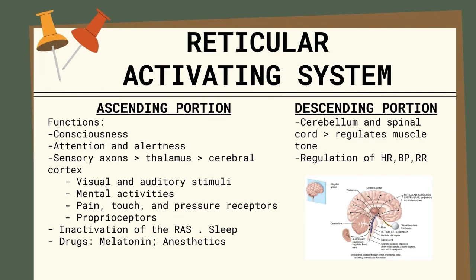If the ascending portion of your RAS mainly functions for consciousness, the descending portion mainly functions for autonomic as well as motor activity. There are connections to the cerebellum and spinal cord that will help you regulate muscle tone, and this will assist in the regulation of your heart rate, blood pressure, and respiratory rate. So again, you have the mnemonic, na pula. Your pneumotaxic center can be seen in the upper pons, and your apneustic center in the lower pons.